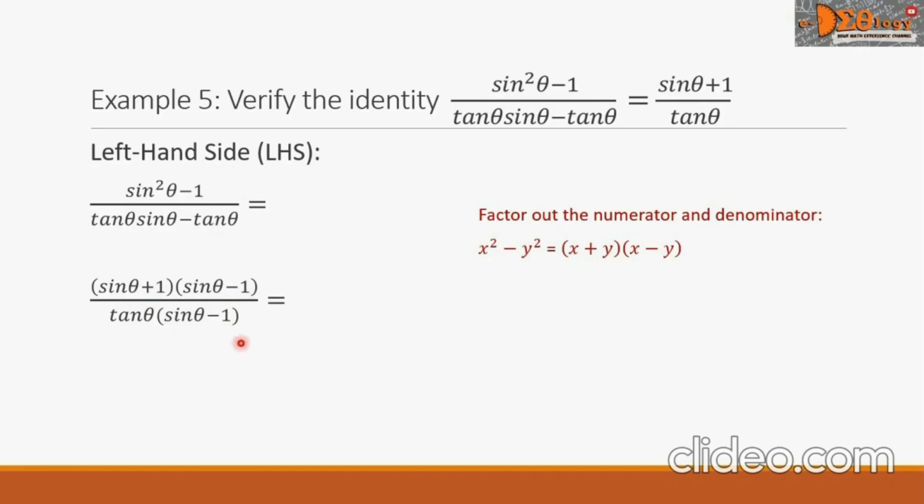And at this point, we can see that there is a common factor in the numerator and in the denominator, and that is the sine theta minus 1. So we can cancel this factor in the numerator and in the denominator. Then we will go to the next line just to collect the remaining terms. In the numerator, only the sine theta plus 1 all over, in the denominator, it's tangent theta. And from here, we can see that this is equal to the right hand side. It means to say, we were able to show that the left hand side is equal to the right hand side. So this is our final answer.